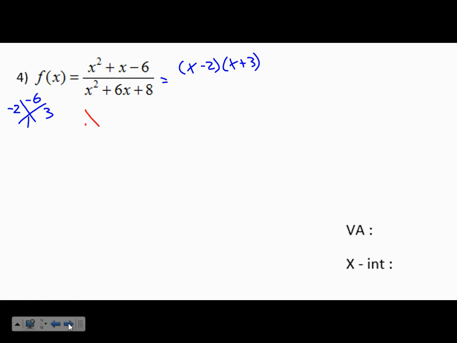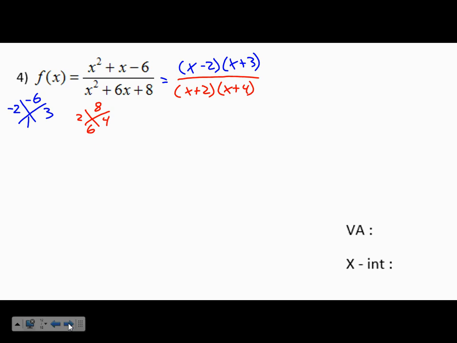And what makes the denominator 0? Factors of 8 that add up to be 6 are 2 and 4. They're both plus for this one. So x plus 2 times x plus 4. Now, you really don't have to think about it yet, but you can check. Make sure nothing cancels. If it does cancel, it's not necessarily a vertical asymptote, it's a hole. But we'll talk about that later, once we get to the holes. Just wanted to plant that seed.